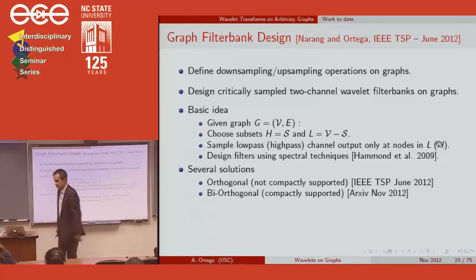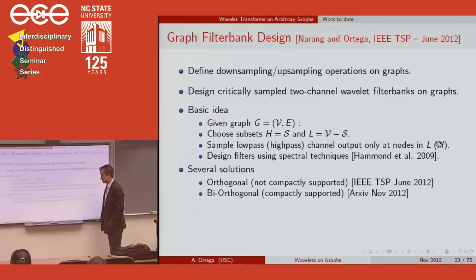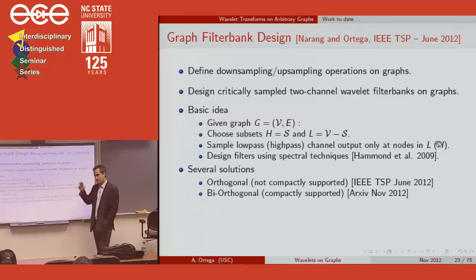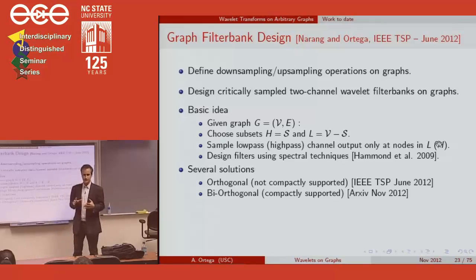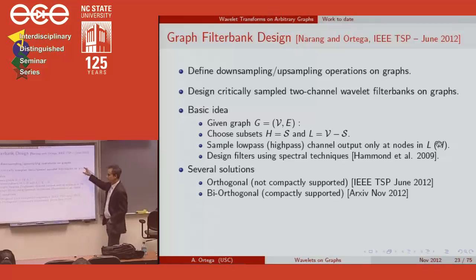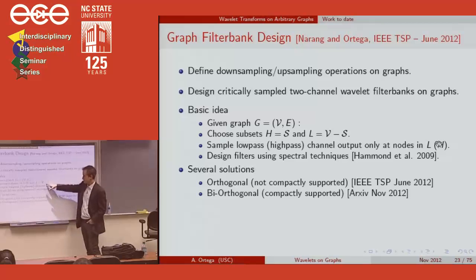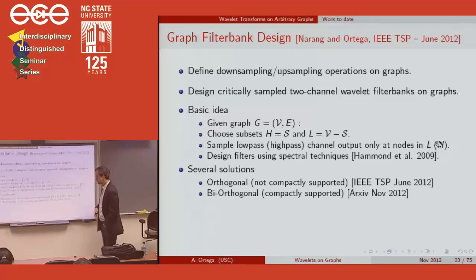Now let me talk about the spectral approach. Okay? So remember that I mentioned that there are some spectral-based transforms, but they just are not critically sampled. Okay? So our key contribution here is to figure out how to deal with downsampling. Okay? All right. So what we're going to do is design critically sampled two-channel filter banks. We're going to take the whole graph, and then we're going to choose two subsets of nodes. So it's similar to the even-odd assignment that I just described. And then we will filter but sample the low-pass output only in some nodes and the high-pass output in the other nodes. Okay, that's what we're going to do.